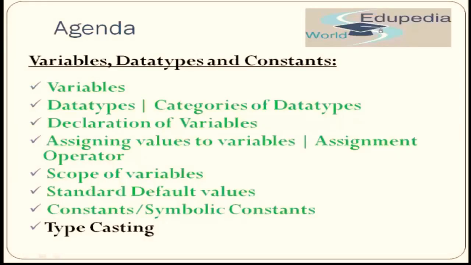In this tutorial, we'll cover the fourth installment of our ongoing tutorial about variable data types and constants. So far we have covered variables, data types, category of data types, declaration of variables, assigning value to variables, assignment operator, scope of variables, standard default values, constant and symbolic constants.